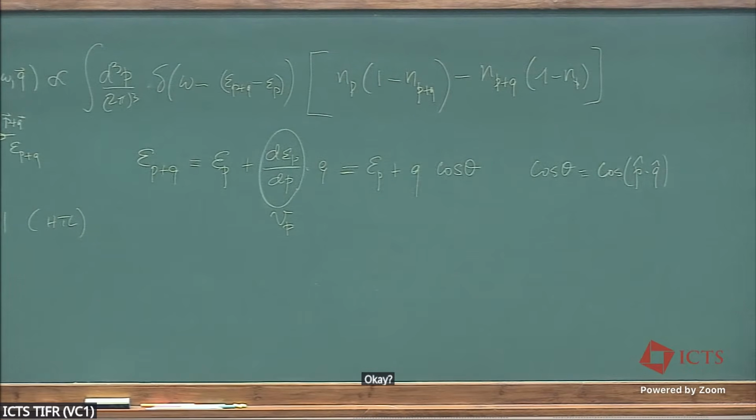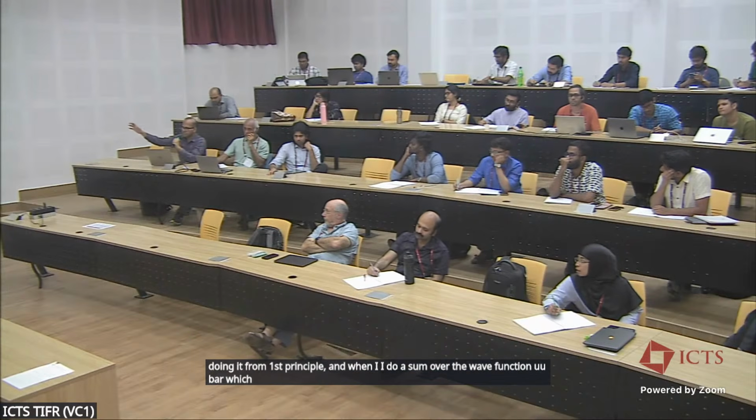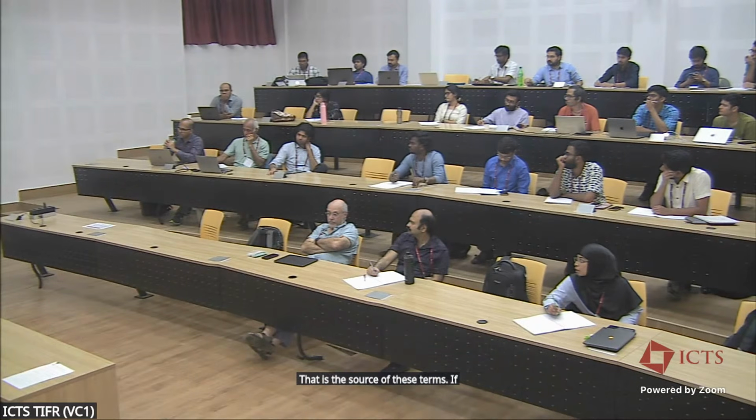You have a question? Yes. To understand this factor of n(p) times 1 minus n(p), if I start doing it from first principle, and I do a sum over the wave function u ubar, which gives in general p-slash plus m and those kinds of things, is that the source of these terms if I do a first principle calculation?